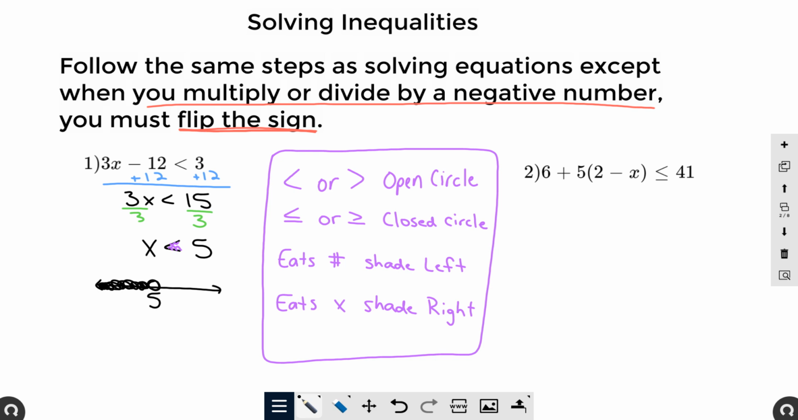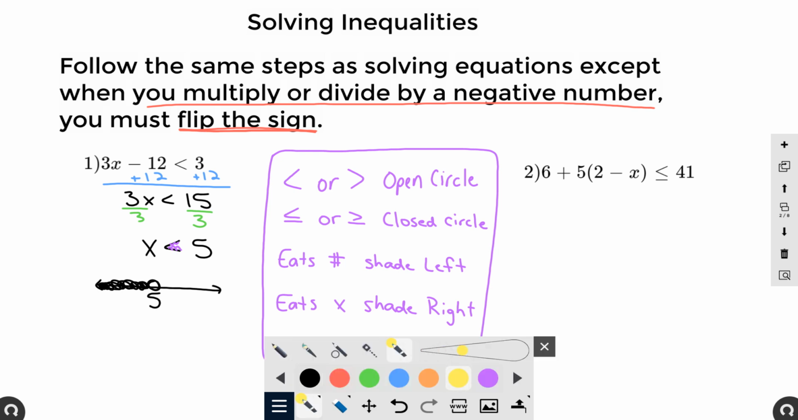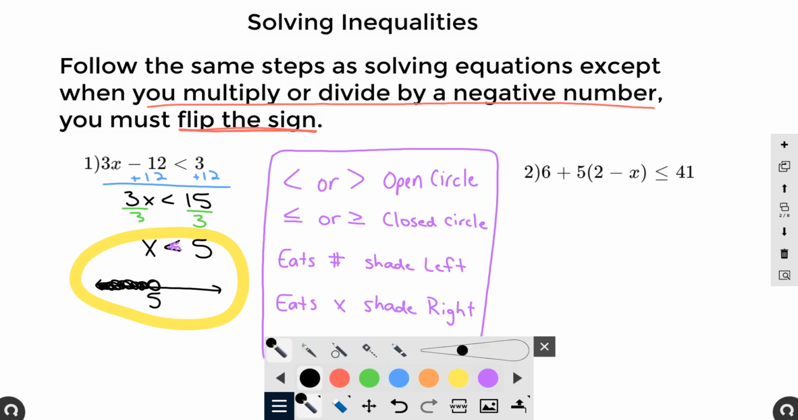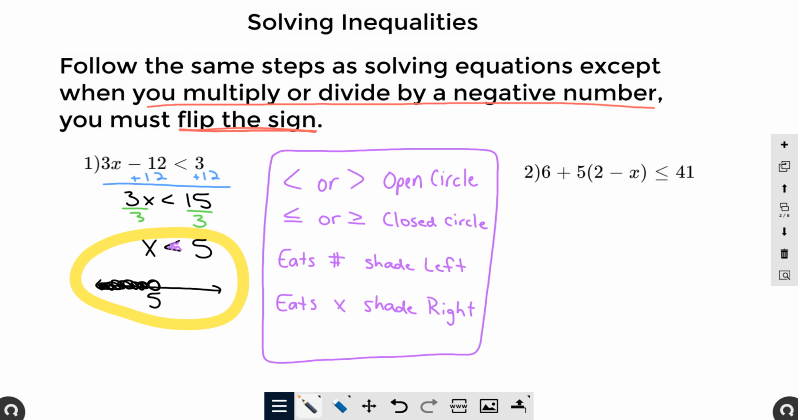So our final answer here is actually 2 parts. Your final answer is the inequality, but also the number line. So when you do these tonight, I have to see both things to give you full credit and give you that final answer. And we graph anything that has that inequality with it. All right, let's move on to problem 2.